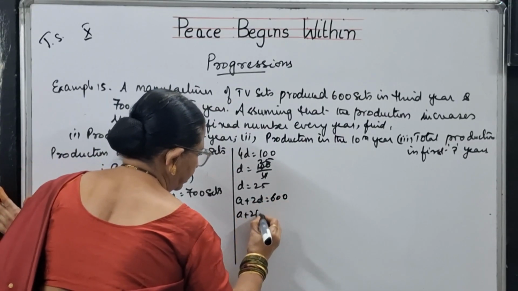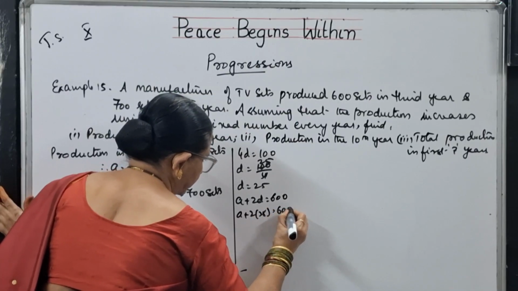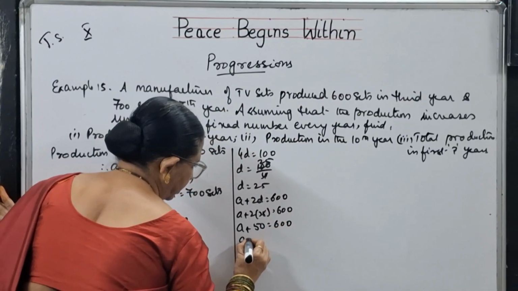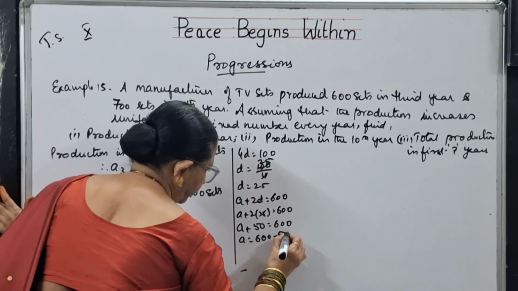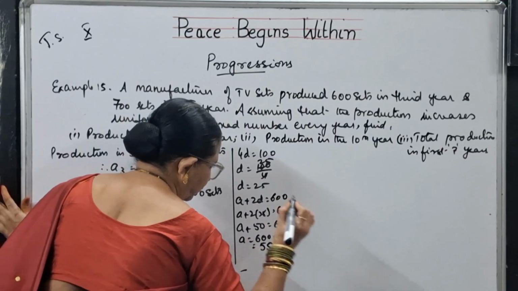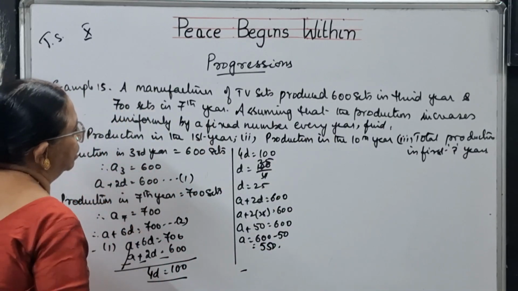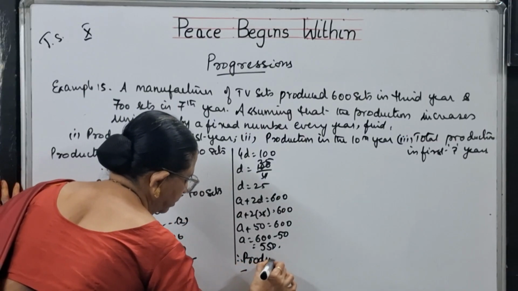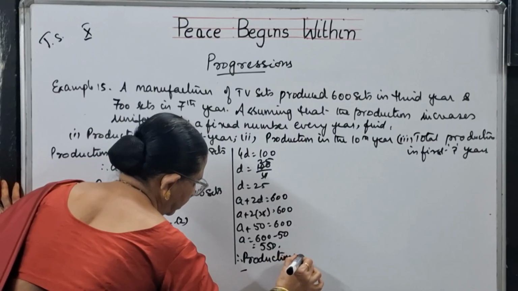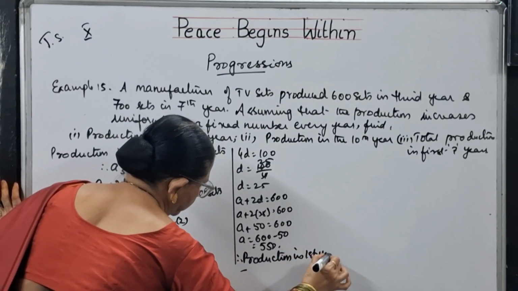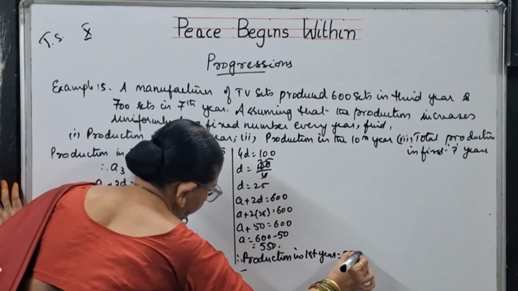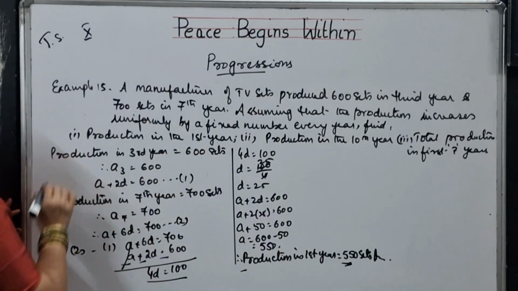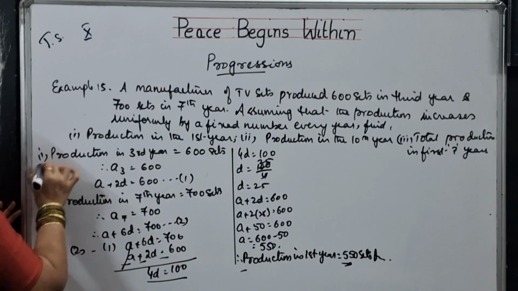So A plus 2 into 25 is equal to 600. A plus 50 is equal to 600. A is equal to 600 minus 50, that is equal to 550. A means production in first year. Therefore, production in first year is equal to 550 sets. So this is the first bit answer, children.